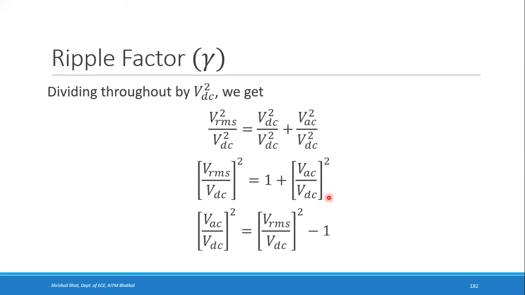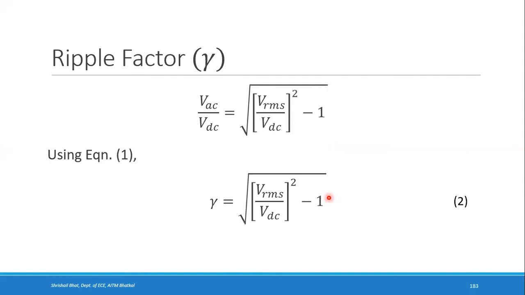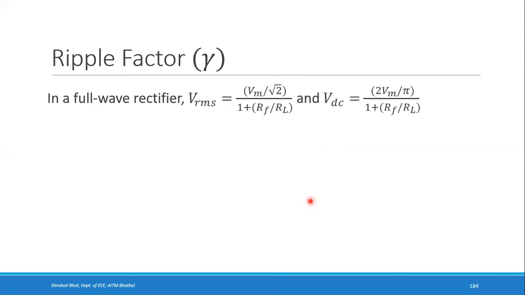If I rearrange it, I'll finally get that gamma, the ripple factor, is the square root of VRMS divided by VDC the whole square minus 1. So in this equation, if you substitute the values of VRMS and VDC for a full wave rectifier, you will get the value for ripple factor. What is VRMS in a full wave rectifier? VRMS is Vm by root 2 divided by 1 plus Rf by Rl, and VDC is 2 Vm by pi divided by 1 plus Rf by Rl.